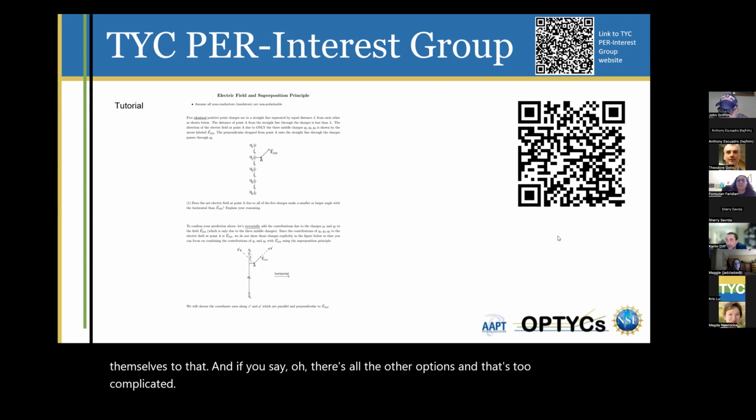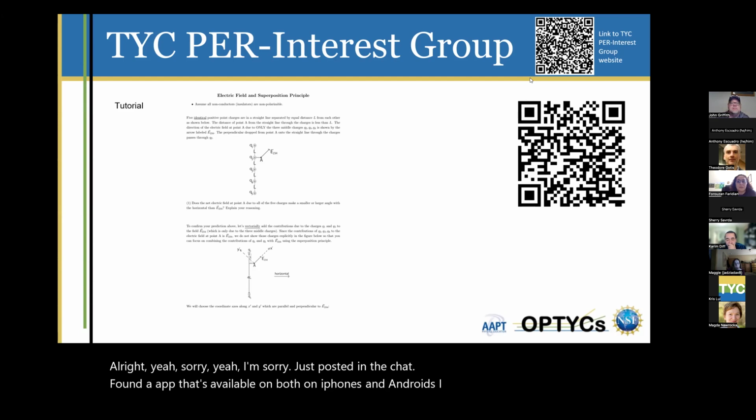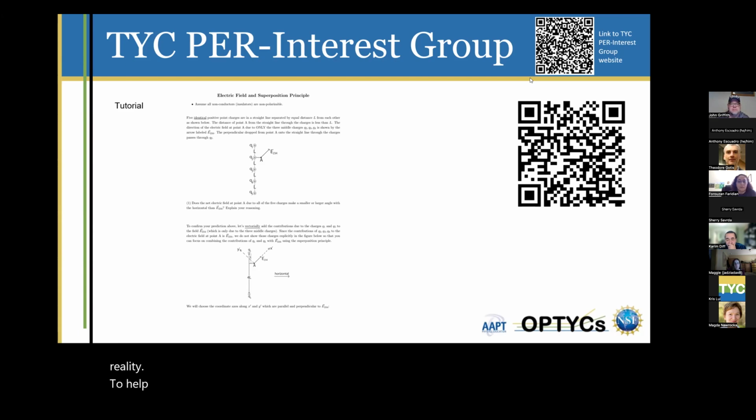Corinne, this is Chris. I just posted in the chat. I found an app that's available both on iPhones and Androids, I believe. It's an augmented reality app that is supposed to help students look at fields in 3 dimensions. Oh, okay. I haven't seen that yet. Okay, that would be interesting to check out.